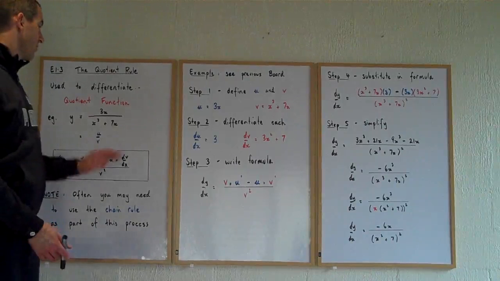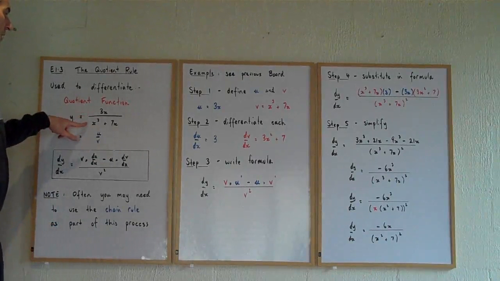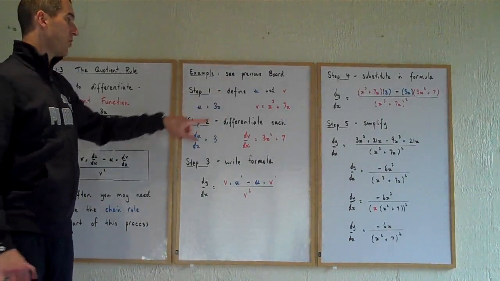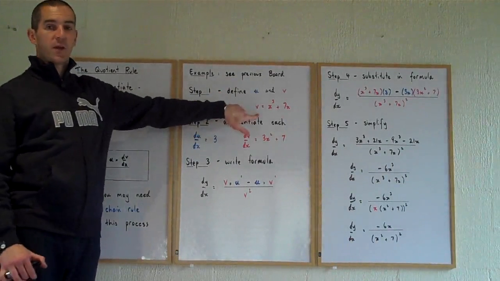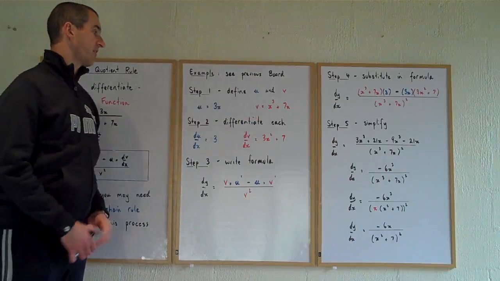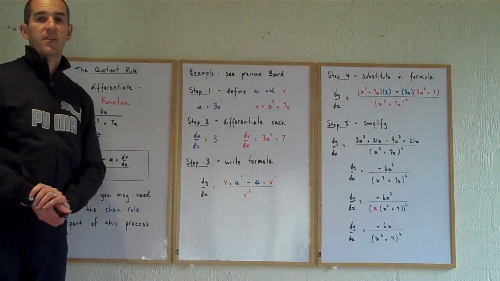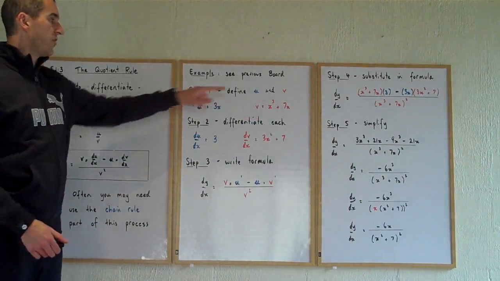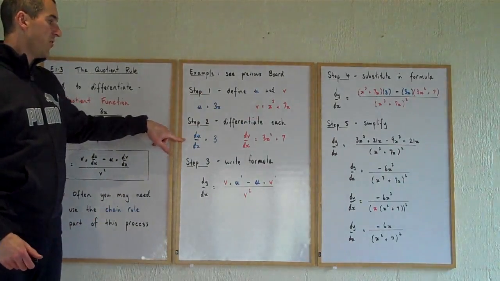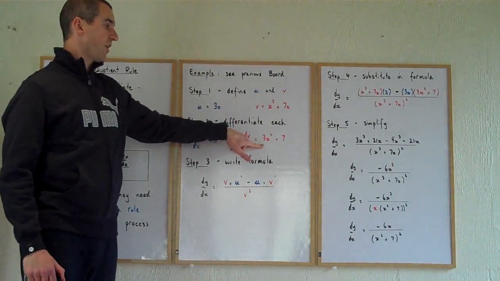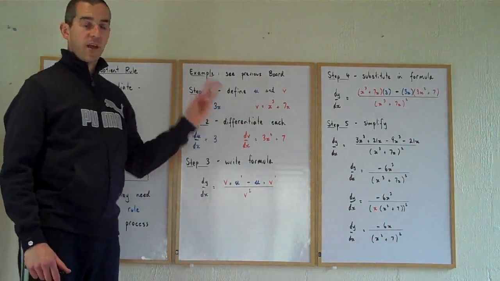So the example we're going to use here is 3x over x cubed plus 7x. We need to define u as being our numerator, 3x, and v as being our denominator, x cubed plus 7x. Step 2 is to differentiate each of those. So nothing different to the product rule. Define u and v and differentiate. Differentiating u, we get 3. Differentiating this cubic, we get the quadratic 3x squared plus 7. They're going to be the 4 parts.